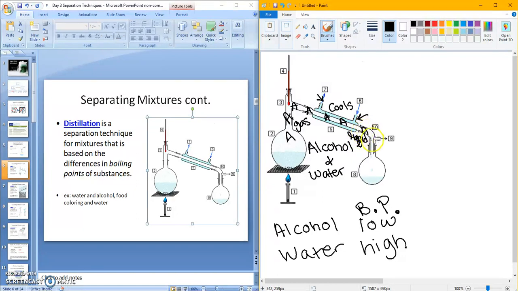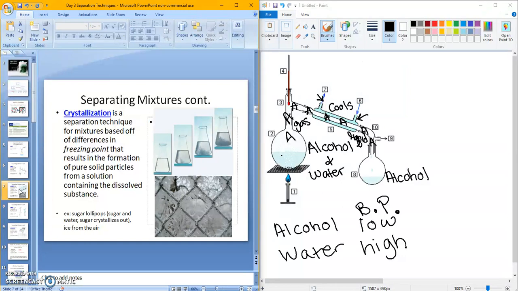And then the alcohol falls back in, and I'm left with alcohol on this side, and water, just water, on this side. And the reason why that's possible is because they have different boiling points, and so they are able to be separated like that. That's called distillation.